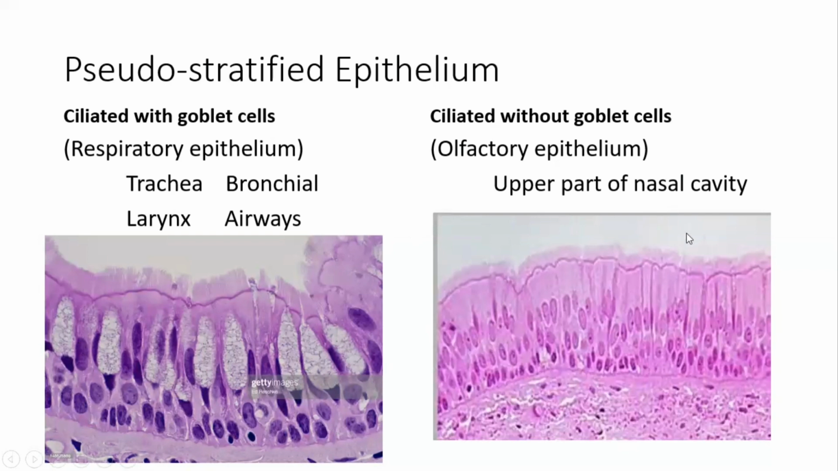Now, if you go on this picture, the right side, they're also ciliated. We can see at the apical surface, it has cilia, finger-like projections. But it doesn't have goblet cells. There are no white goblet cells, and it's pseudo-stratified. So this epithelium is also called the olfactory epithelium. So it's located in the upper part of the nasal cavity, and olfaction means smelling. So they are actually for the sense of smell.